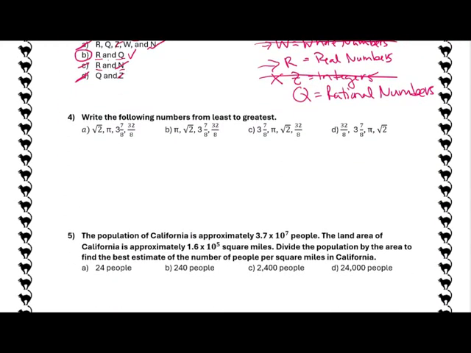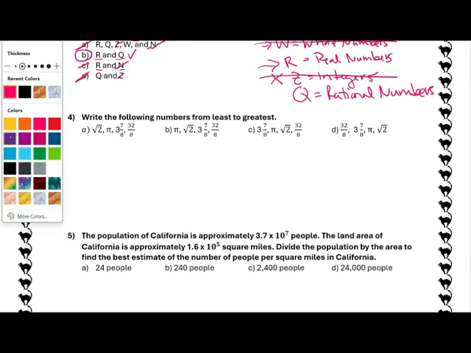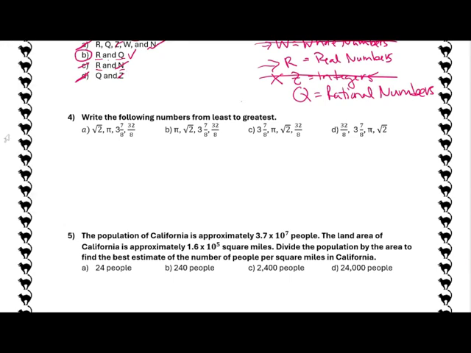Number 4. It says write the following numbers from least to greatest. So the very first thing you should do is find the exact value of each of the numbers given to you. It looks like all the numbers that are in A are also in B, C, and D. That's not always the case, so you may have to do each of them individually. In this case, it is the case. You just got to figure out what's the correct order. So the first thing to do is find the exact value. That means plug it into the calculator if needed.